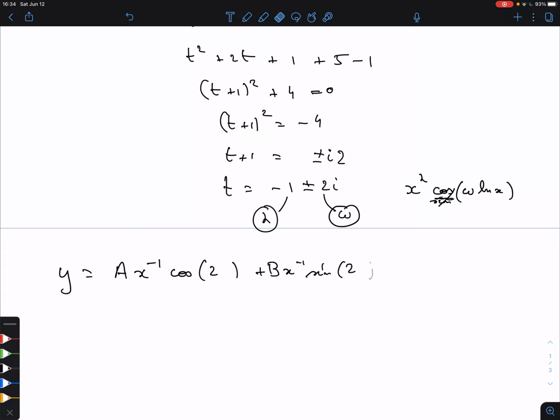Sorry, I was focusing on ln x, and I plugged in x. That was silly. Ln x, and here 2 ln x. Okay. All right. So you can simplify this a little bit, but that's fine enough. Again, there were no initial conditions, I think, so I'll leave it like that.